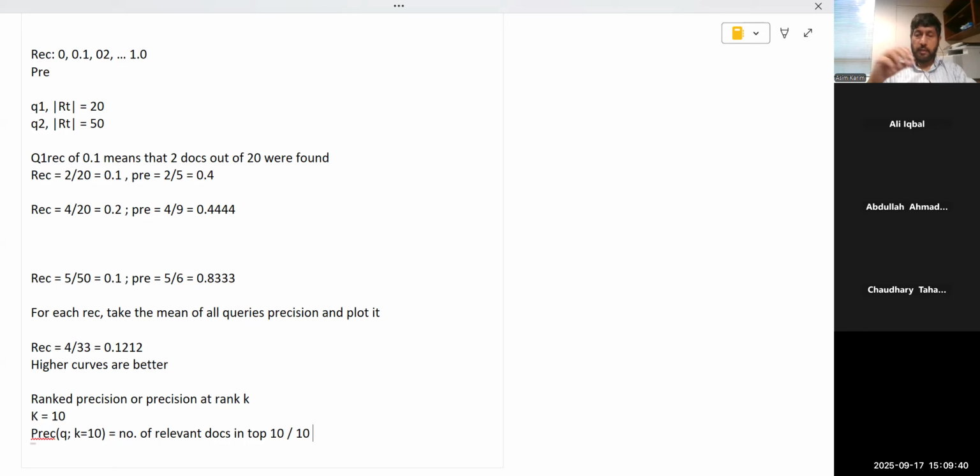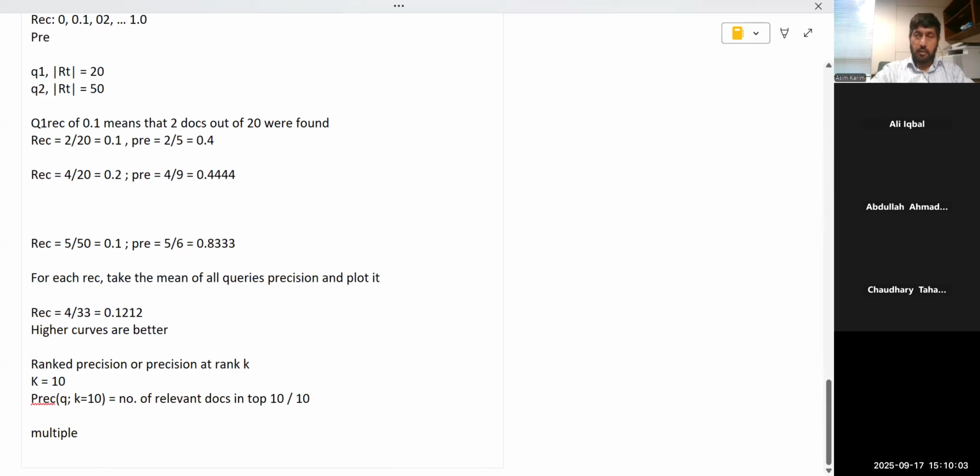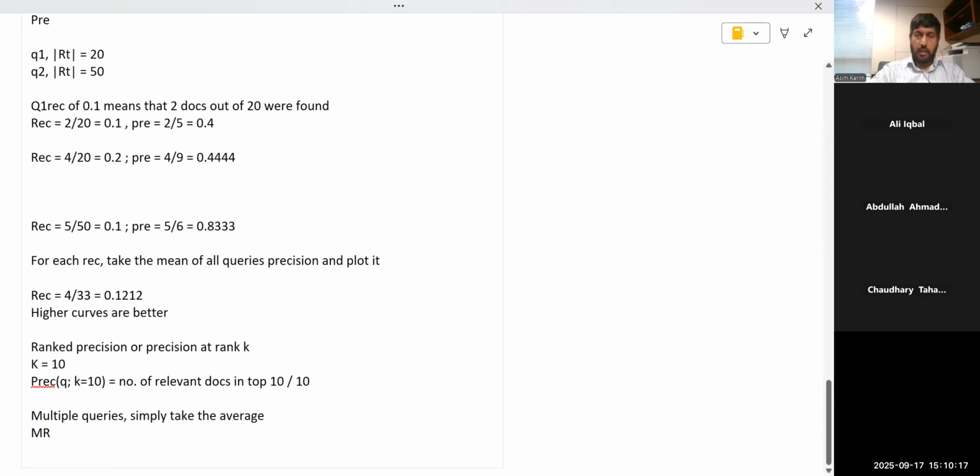So we find how many documents were found in the top k. Let's say k is 5, then we see how many in the top 5 are relevant. If one document was found, the precision is 1/5, if two, 2/5, and if all five are relevant, then 5/5 is 1. And of course if you have multiple queries, simply take the mean average. So this is basically called mean ranked precision, MRP.